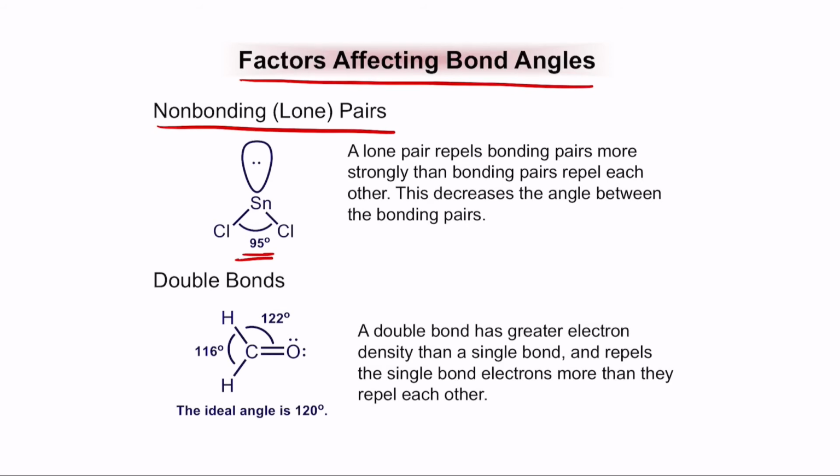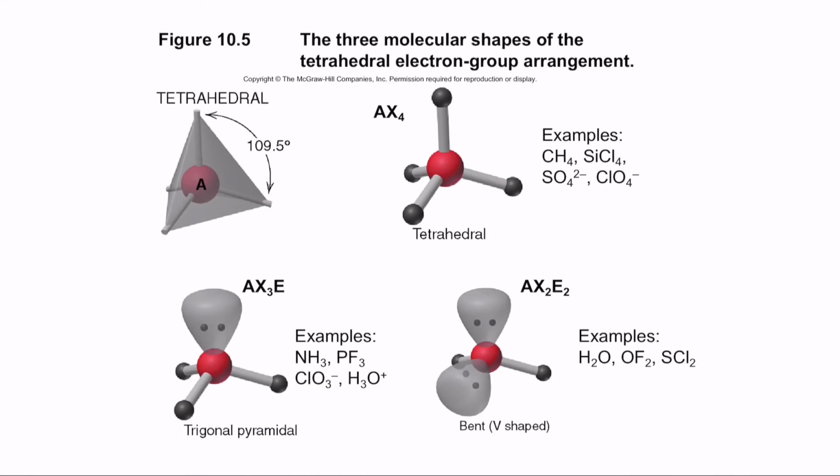Now a double bond will extend the bond angle, so it will basically stretch one side and compress the structure between the two adjacent structures. A double bond has a greater electron density than a single bond and repels the single bonds around it more than they repel each other.